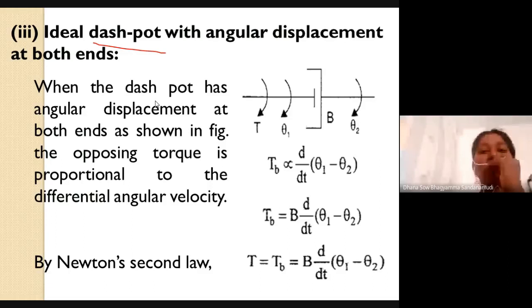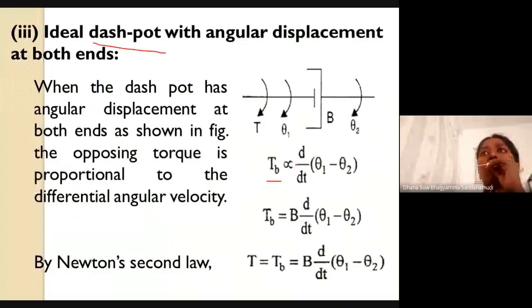Okay, T is the applied torque. Let us consider the opposing torque is T_B for the frictional element. You can consider any notation. It is proportional to the differential velocity because both the ends are free to move. If you remove the proportionality, replace it by some constant B. So T_B will be equal to B into d by dt of theta 1 minus theta 2.